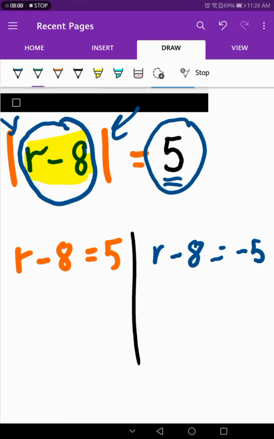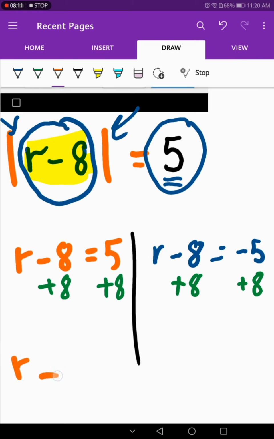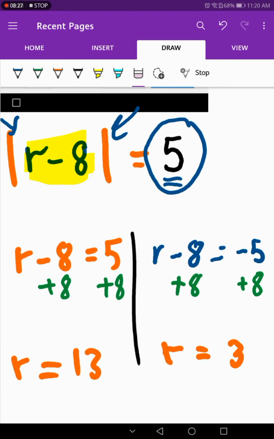Now you know the rest. Plus 8 here to eliminate it. So the r here comes down alone and happy, and here I get 13, and here I get 3. Great. Now, as you see, the equation has two solutions, and both of the solutions make the equation true. Let us see.